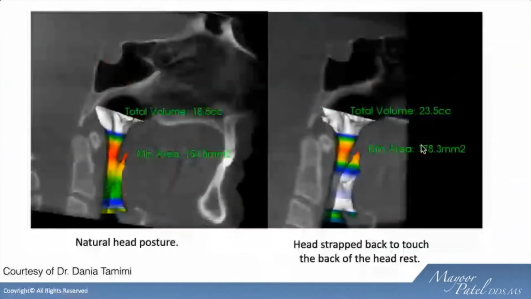I want to thank Dr. Tamimi for using her slides, demonstrating that even head positioning can influence the volumetric measurement that you get. So this is her. She set herself in the machine, held herself in one position, got a scan done, basically went back, changed the head strap position for a moment, got the scan redone, and you can see there's a dramatic change in not just the volume, but also minimum cross-sectional area. So there's too many variables when it comes to the accuracy of looking at this type of data.